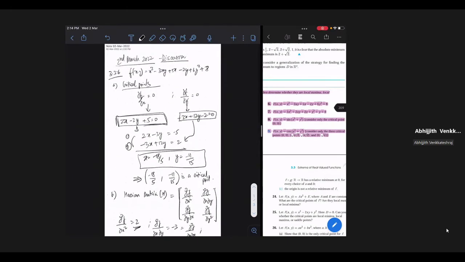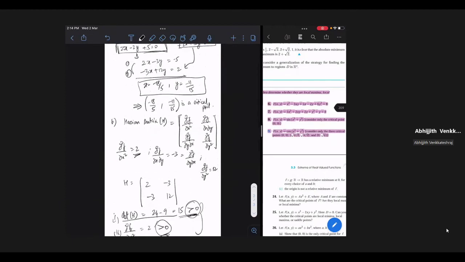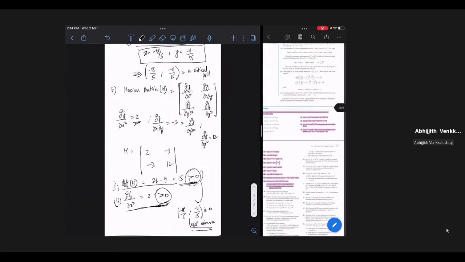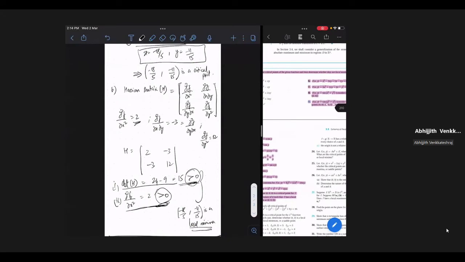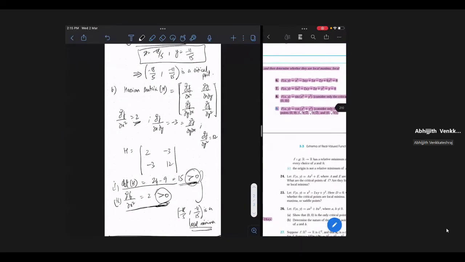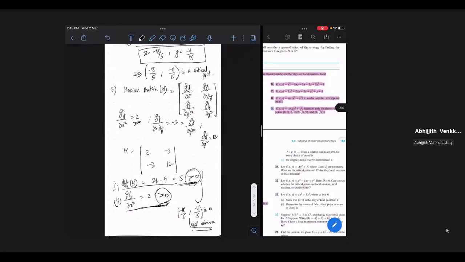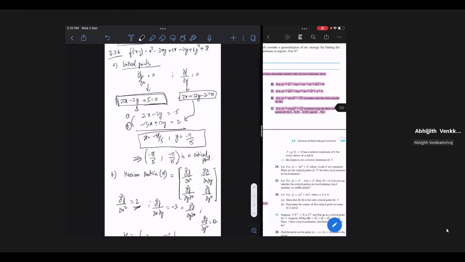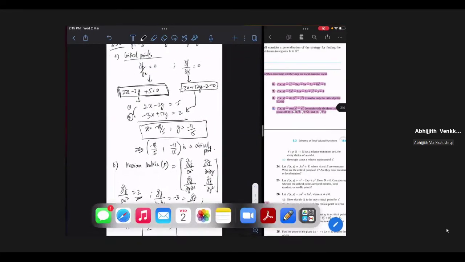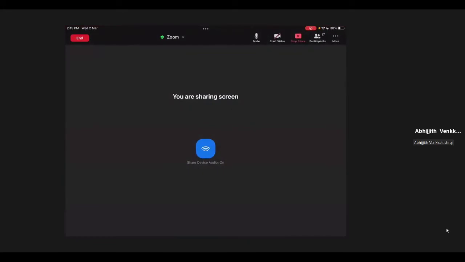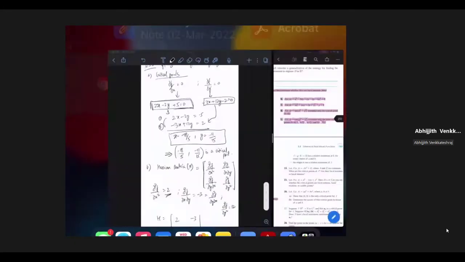Any doubts in this question? If you understand this, you should be able to do literally any of the other questions in this exercise. I'm just going to solve one more, just to get familiarized with this, and then I leave the others for you guys to try. But if you guys have doubts, I can definitely do that. I'll check the Zoom. Okay, there's nothing on the Zoom.